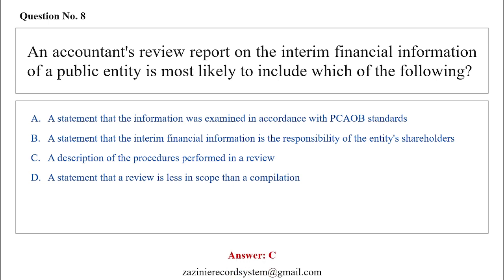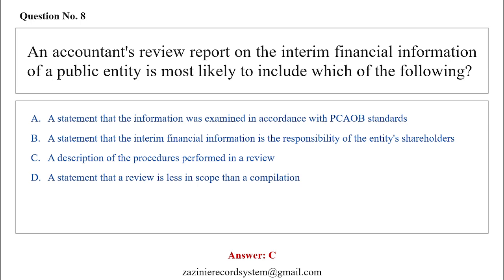Explanation. Letter C is correct because, unlike a standard audit report, a review report actually describes the procedures the accountant performed, since the reader needs that context to understand just how limited the assurance being given really is. The information is management's responsibility, not the shareholders', and a review is actually greater in scope than a compilation, not less.